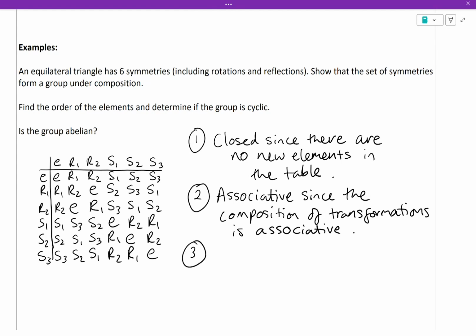Okay, number three, we have to see if there's a unique identity in the set. And yes, there is. The unique identity in the set is E.